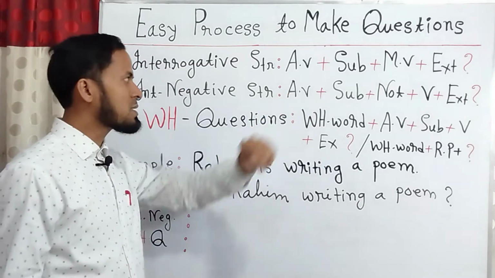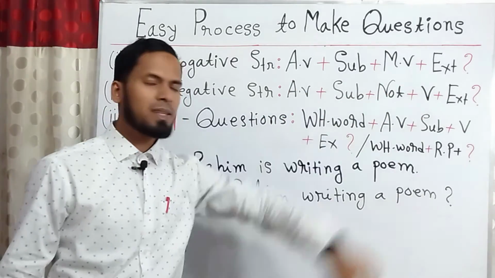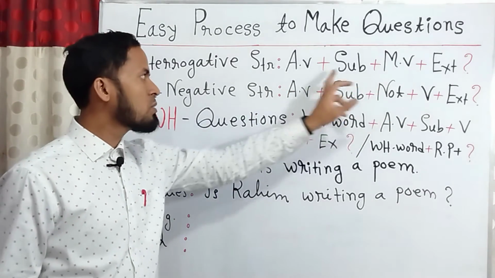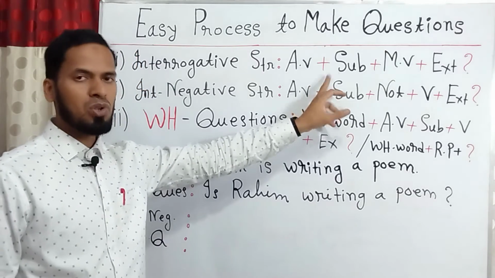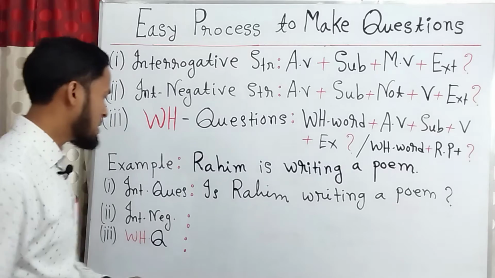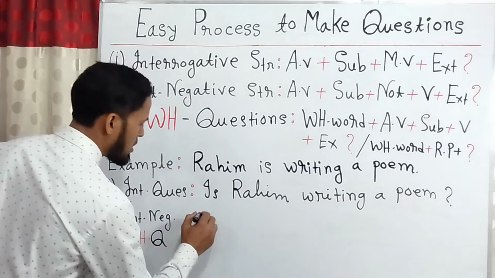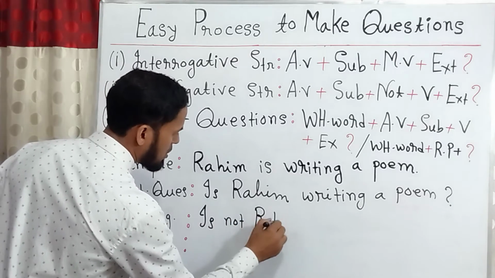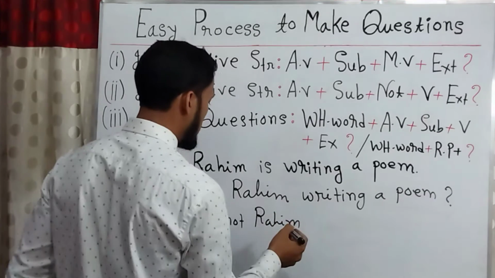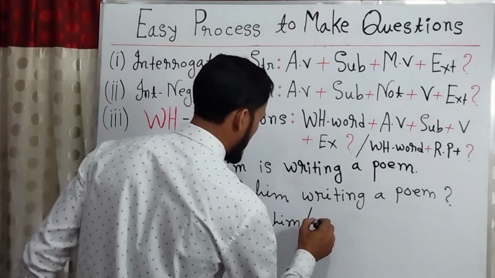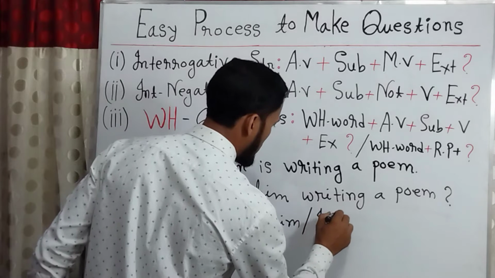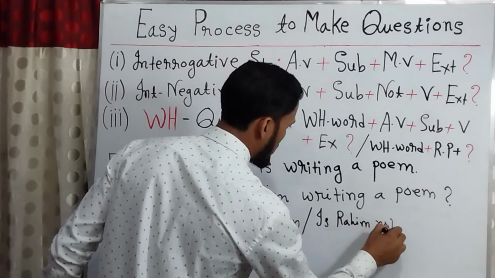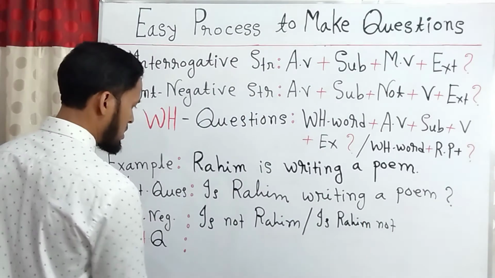At that time you have to follow this structure: auxiliary verb plus subject plus not plus verb plus extension. This is one method. Other method is auxiliary verb plus not, that means not will come before subject. So you can choose is not Rohim, or is Rohim not. That means both of the processes you can apply.